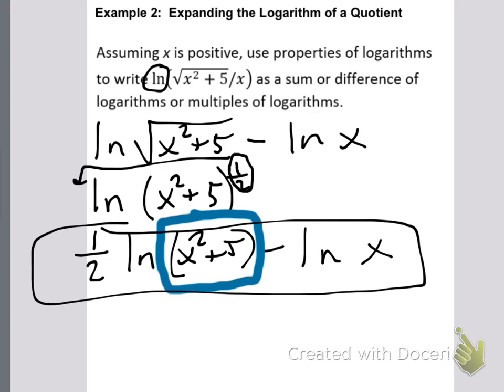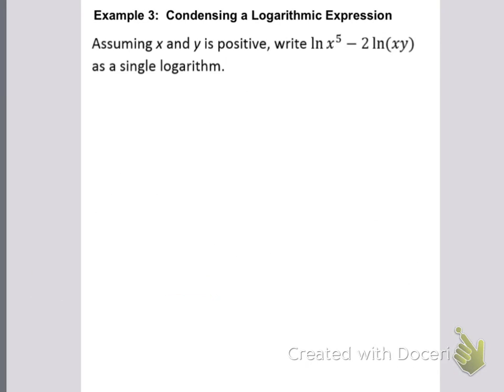Okay? And like I said, we've done this before. Now, they want you to go the other way. Now they're going to give us the big long log expression, and they want us to condense it down into 1. So we're just going in reverse. Okay? So we have to take this whole thing and condense it down.